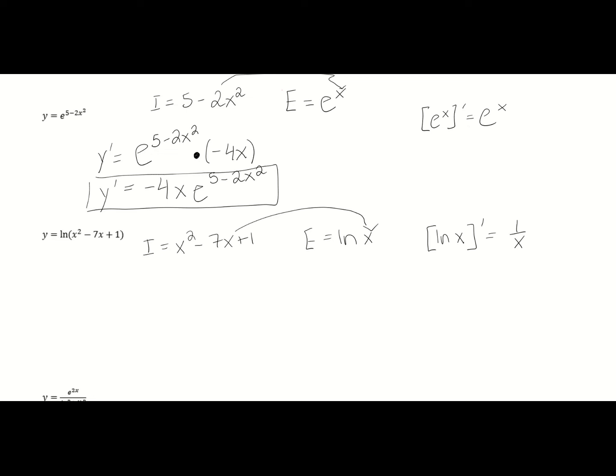So I'm going to have that y prime is going to give me, okay, I'm going to do the exterior function derivative, but with the interior function still there, right? Because I don't have an x, I have an x squared minus 7x plus 1. So I'm going to have 1 over x squared minus 7x plus 1 times the derivative of the inside, which is going to be 2x minus 7. So normally we put the numerator on top of this, and there it is.